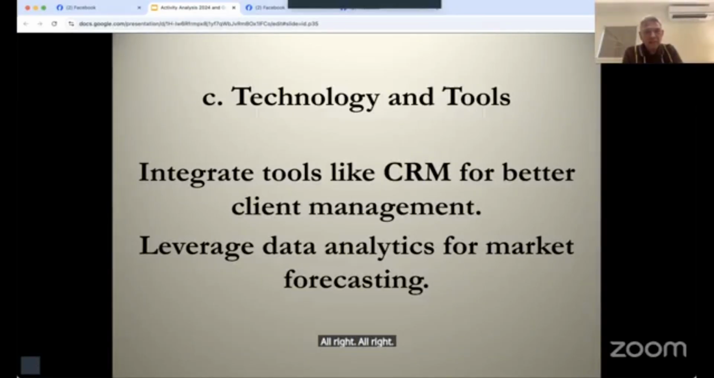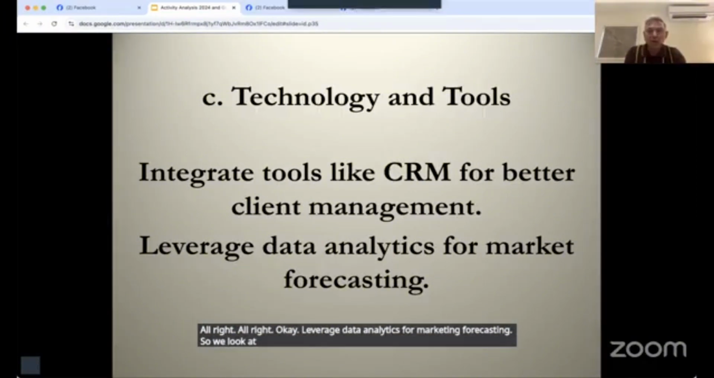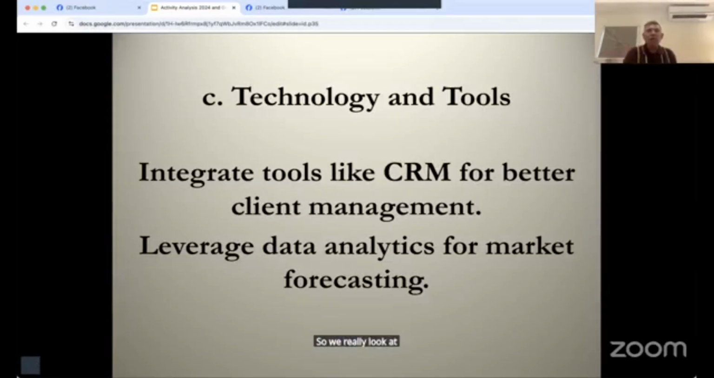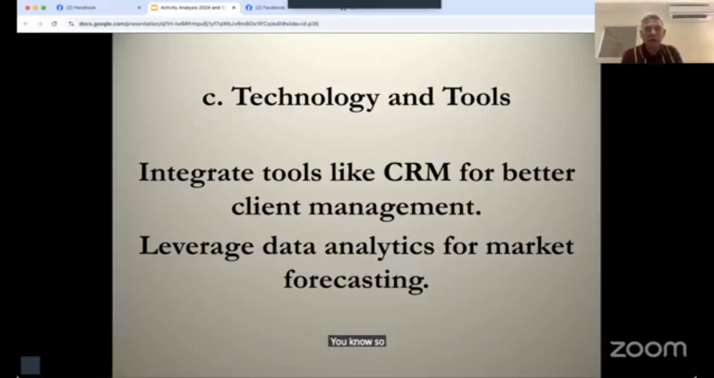Leverage data analytics for marketing forecasting. We look at the calls that are coming in, where they're coming from, how many, when, what time, male, female. We really look at those things in order to do the analytics. As I said, I'm very OC, so that we know where to target, who to target, when to target, and what in marketing. Next slide, please.